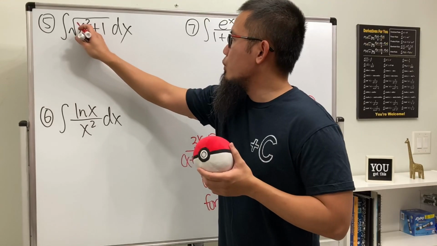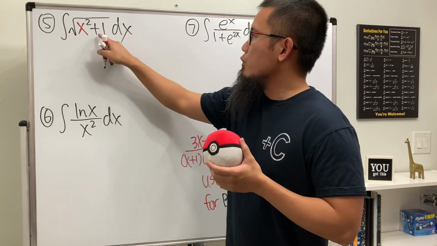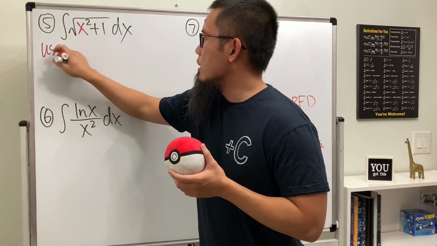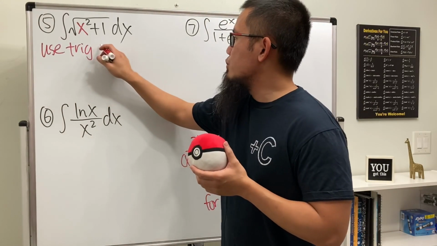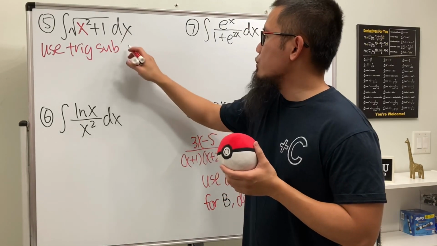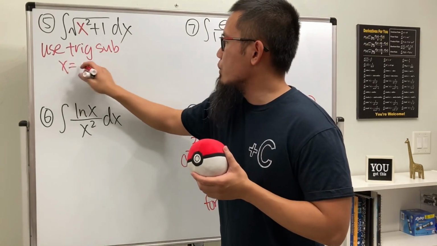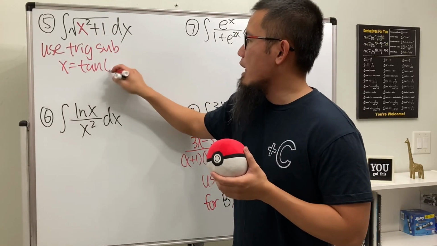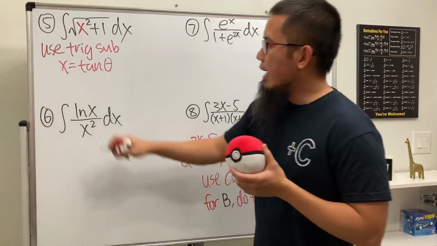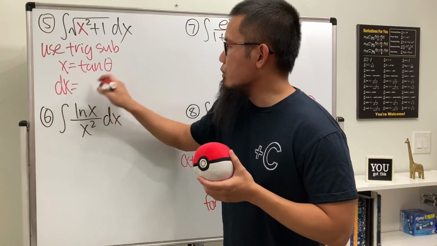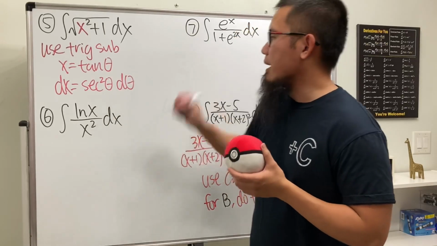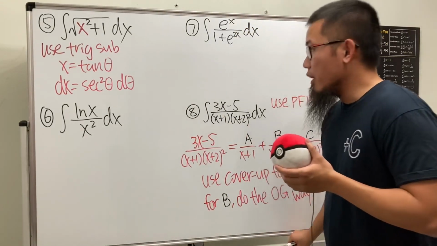So pay attention to what we have here. We have the sum of 2 squares, so I will just say use trig sub, right? And the trig sub is going to be x is equal to tangent theta, the sum of 2 squares. And don't forget that dx is equal to the derivative of that, which is secant squared theta d theta. All right, so that will be it.